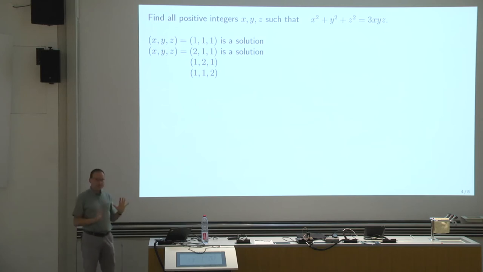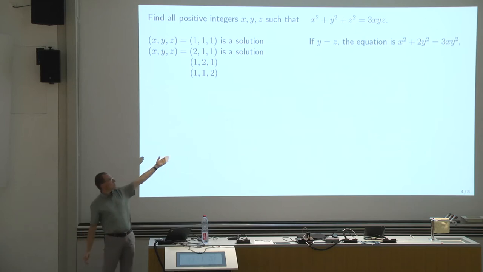This is a complicated equation. It will have infinitely many solutions, in fact. Now, let's first, for starters, describe all solutions in which two of the coordinates are equal, which have two equal components. So let's say y is equal to z. Find all solutions with y equals z.